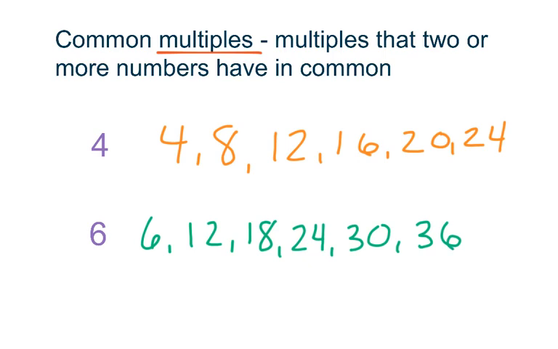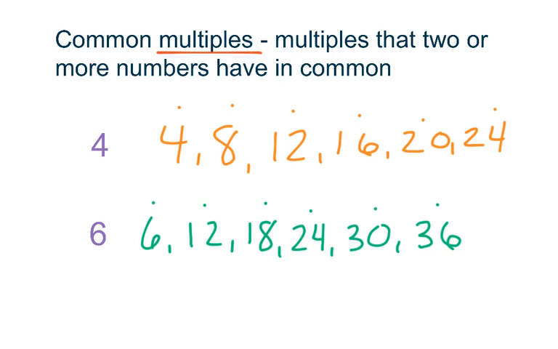Now, my multiples of 4 are like this. 4 is 4 times 1, 4 times 2, 4 times 3, 4 times 4, 4 times 5, 4 times 6. My multiples of 6, this is 6 times 1, 6 times 2, 6 times 3, 6 times 4, 6 times 5, and 6 times 6. So multiples are skip counting, but we also have that multiplication in there.